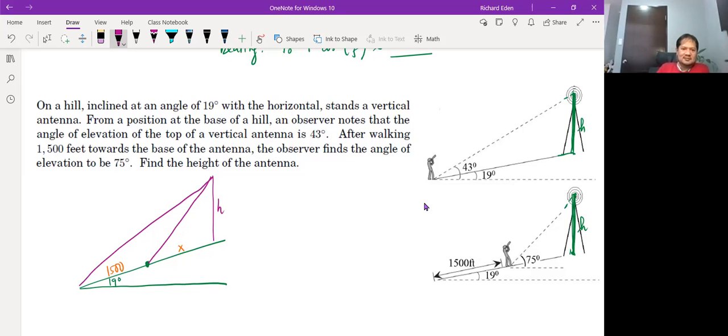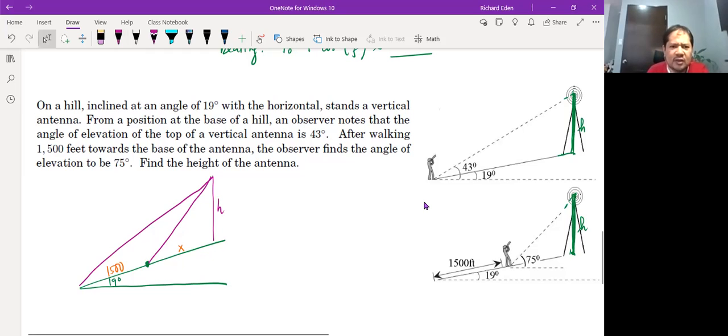So we have to find H. Yes, we have to find H. How can we do that? Cosine law again. But how do we find it? We know the angle from the tip of the antenna to the base of the hill is 43 degrees. We can also already use that.